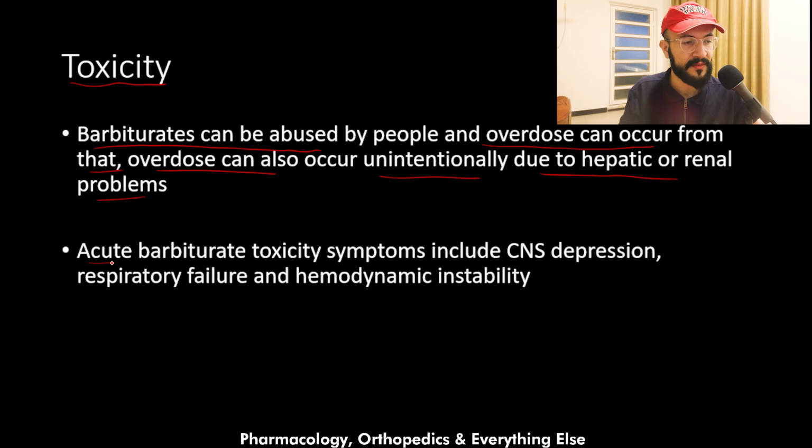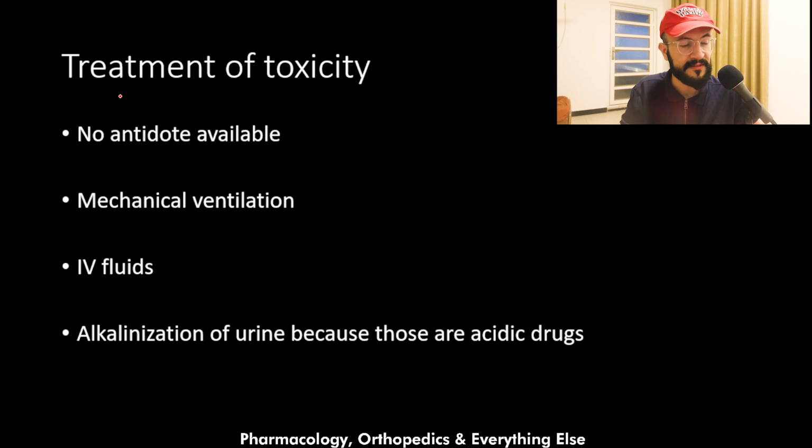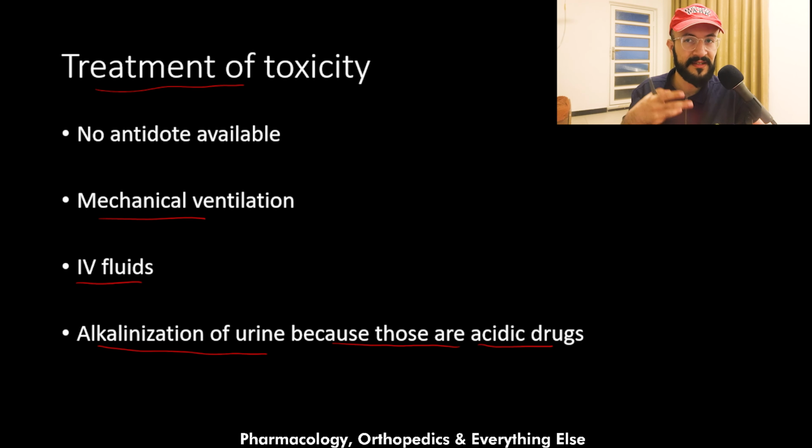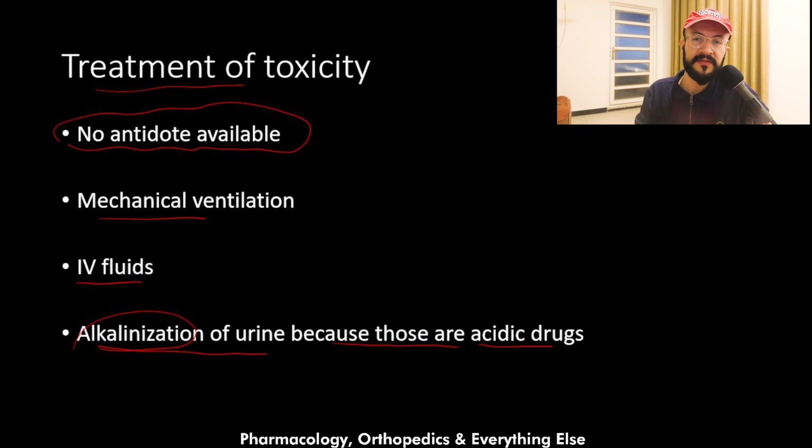Acute barbiturate toxicity symptoms include CNS depression, respiratory failure, and hemodynamic instability. The treatment for the toxicity is mechanical ventilation, intravenous fluids, and alkalinization of urine because those are acidic drugs. So acidic drugs are easily excreted when the urine is alkaline, and there is no antidote available for them. And with that, we reach the end of this video.